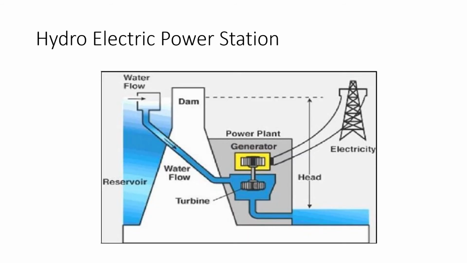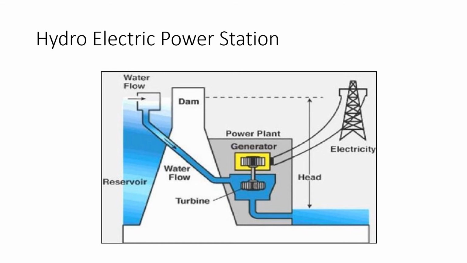The next type of renewable energy resource is the hydroelectric power station. You all are familiar with hydroelectric power stations because in Kerala there are a large number of hydroelectric power plants, and one of the major hydroelectric power stations is Moolamattom, the Idukki power station, which is a major resource of our electric energy supply in Kerala. So what is a hydroelectric power station?